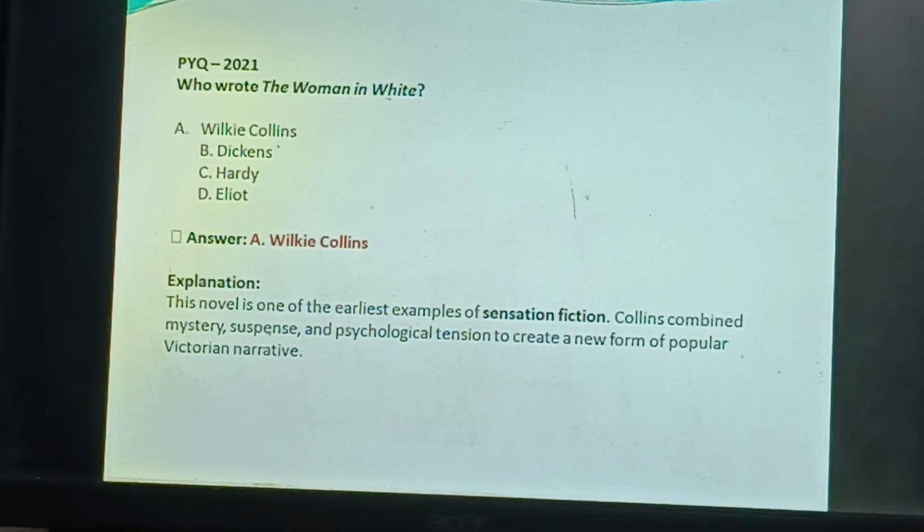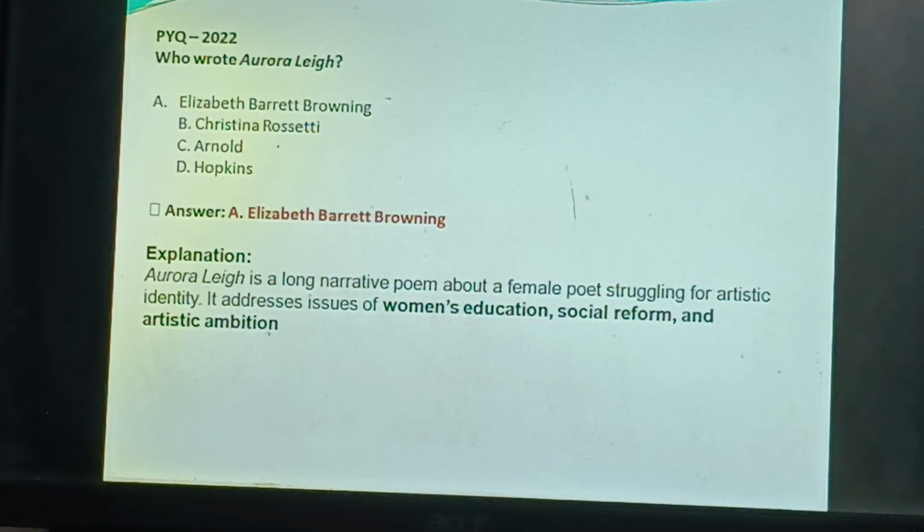Who wrote The Woman in White? Wilkie Collins, Dickens, Hardy, Eliot. The correct answer is Wilkie Collins. This novel is one of the earliest examples of sensation fiction. Collins combined mystery, suspense, and physical tension to create a new form of popular Victorian narrative.